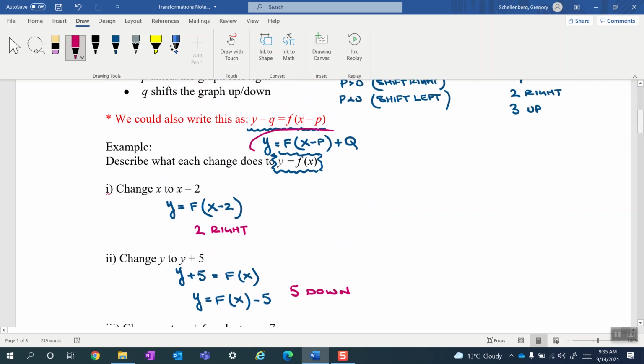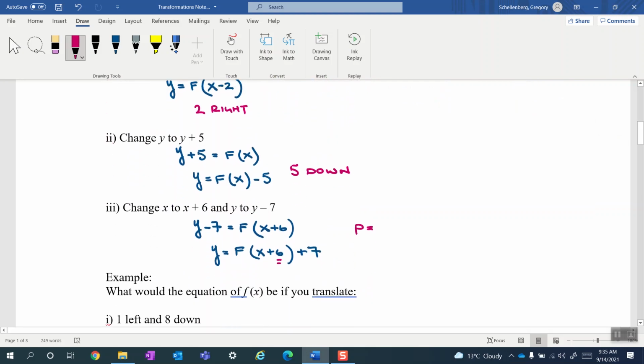skeleton equation here. So because we have x plus 6 in the brackets, that means our p-value is negative 6. Okay, x minus negative 6 gives us the x plus 6 in the brackets. Okay, and our q value is positive 7. What are the translations? We've got a translation of 6 units to the left and 7 units up.